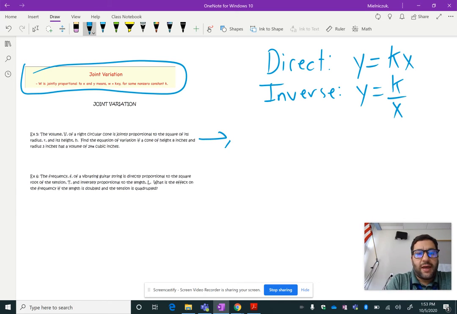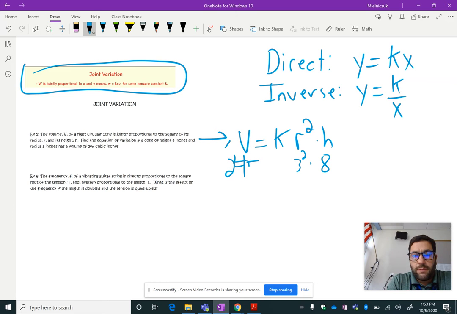Example number 5. The volume V of a right circular cone is jointly proportional to the square of its radius times its height. Find the equation of variation if a cone of height 8 inches and radius 3 has a volume of 24 pi cubic inches. So when does 24 pi equal k times 3 squared times 8?